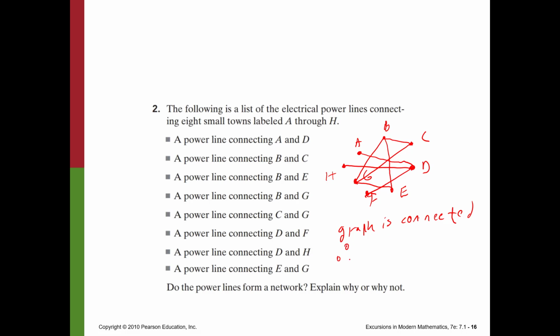These 3 dots, we read, therefore, network. All a network is, is a connected graph, right? Very difficult to visualize that from just the words, but by drawing it, the vertices represent the towns, the edges represent the power lines, and once you do that, you can see that it is connected. You can get from any vertex to any other vertex along a path.